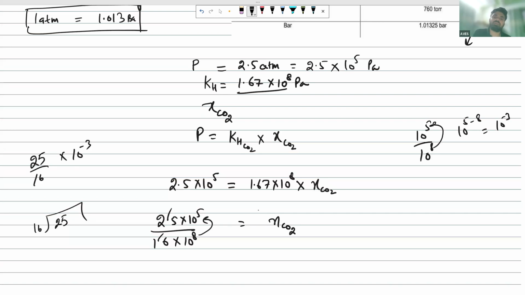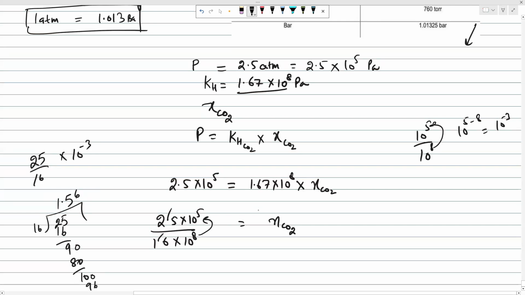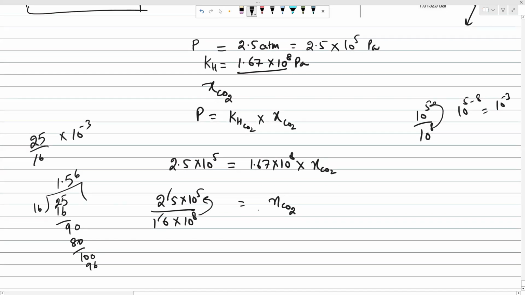When you divide 25 by 16, what are you going to get? 16 ones are 16, then you get 9, then decimal, then 0, then 16 fives are 80, then 10, then already 0 here, then 16 sixes are 96, then 4. So you will get 1.56 into 10 raised to the power minus 3 is equal to X CO2. This is the mole fraction of CO2.